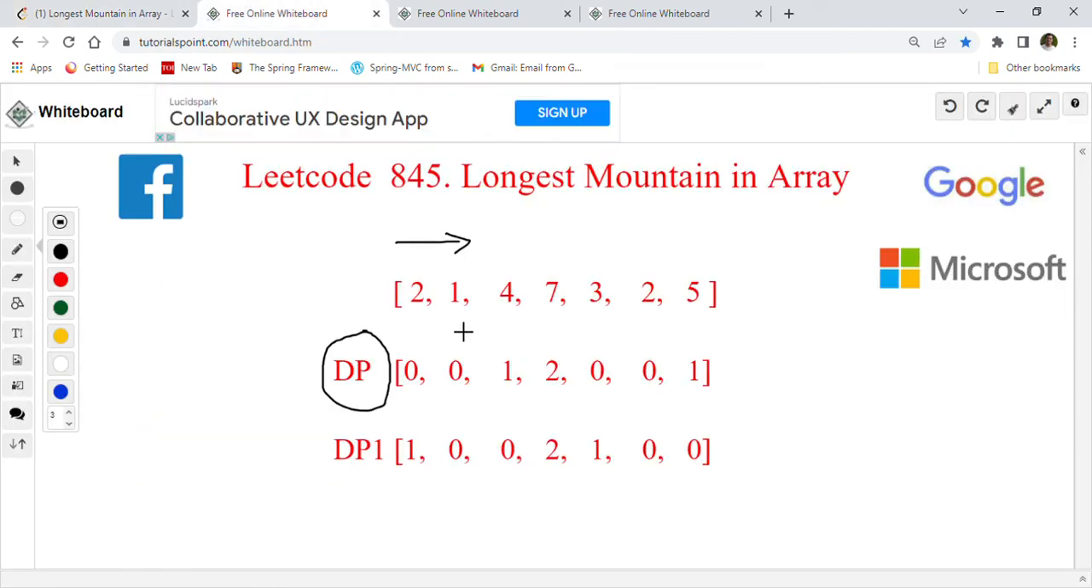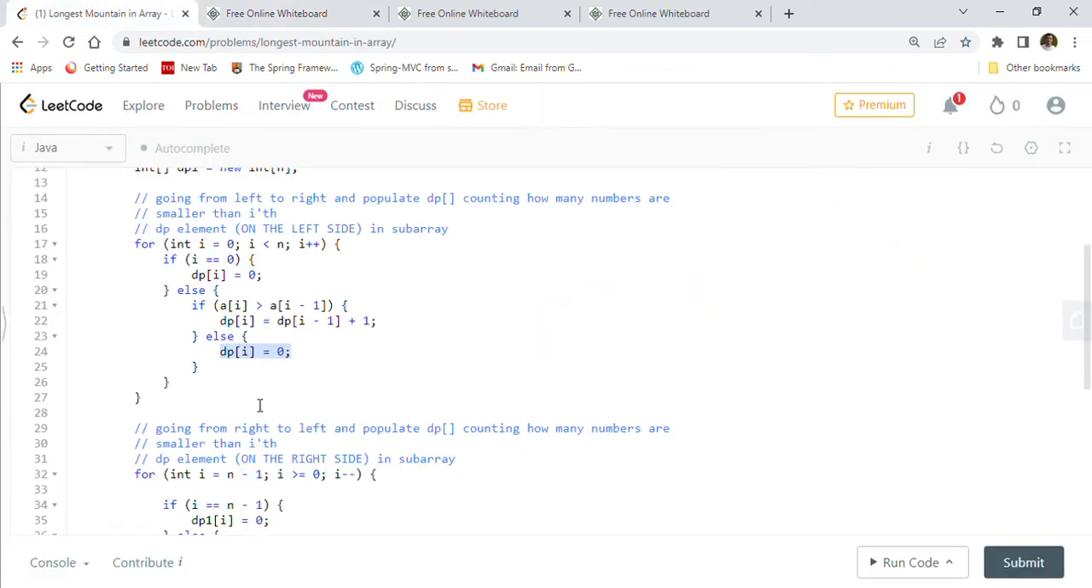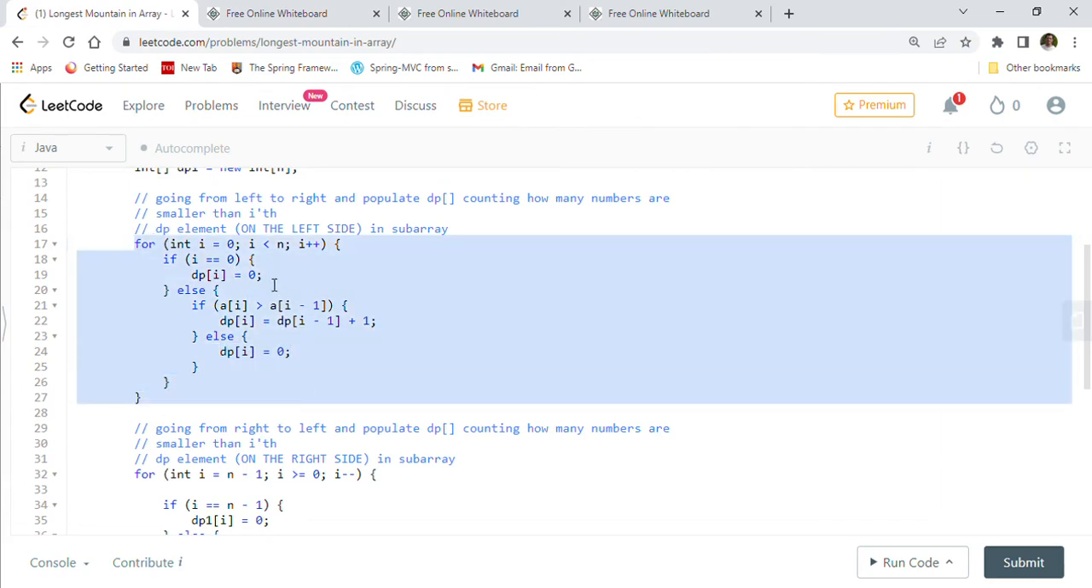For example, when we go here, we directly put 0 because the previous element is actually bigger than this. When we go to 4, we check the previous element is smaller, so we put 1 to this, so it becomes 1. Again, this is smaller, so we add 1 to this, so it becomes 2. So that's what we are doing here in this for loop, so our dp array will be populated.